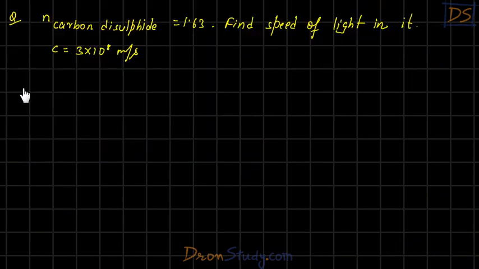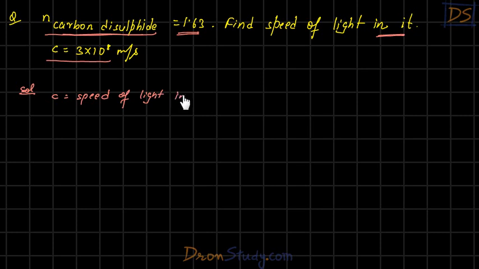So let us do this simple question, students. What is the question? The refractive index of carbon disulfide, some substance, is given as 1.63. Find the speed of light in this substance if C is given. Now what is the C, students? C means speed of light in vacuum, and that is obviously 3 into 10 to the power 8 meter per second. So C is a symbol which is used for speed of light in vacuum.